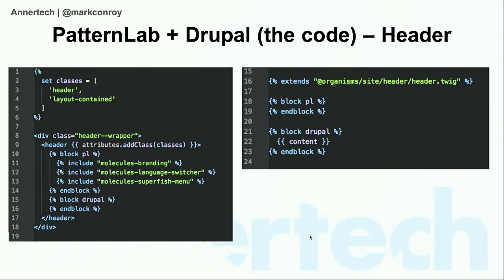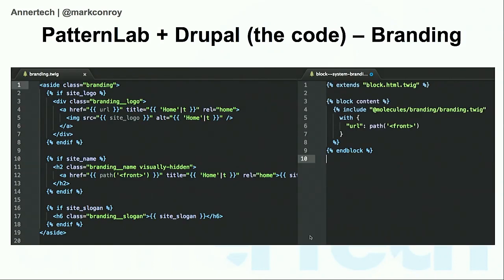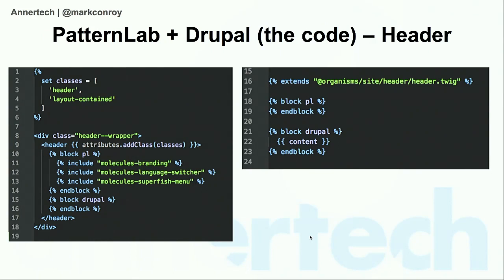Okay, if we get slightly more complex then, we can look at the header. So the header is an organism. Again, what we're doing here is we put in the header HTML that we're going to expect to get back from Drupal, and then we just include the three different blocks that we need for the header. In this case, we've included the molecule called branding, that's the branding block, the molecule called language switcher, and the molecule called superficial menu. And when we have those three in there, and we've seen just a moment ago what the HTML is going to be like, that means inside our block PL block, we'll get the exact same HTML that Drupal was going to give us.